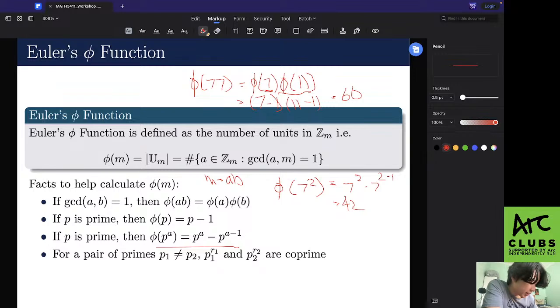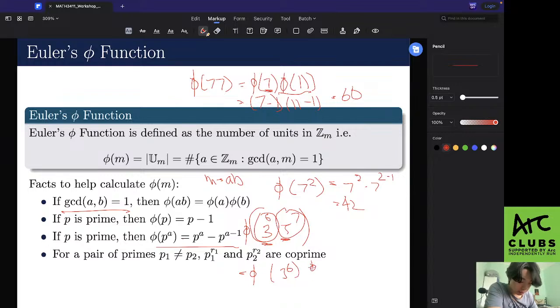And then the final thing, if we have 3 to the 6 and 5 to the 7, since 3 and 5 are not the same, these two numbers are co-prime and don't share any factors with each other, so the GCD is equal to 1. What that means is, if we have phi of this number, we can just split it up into phi of 3 to the 6 and phi of 5 to the 7.